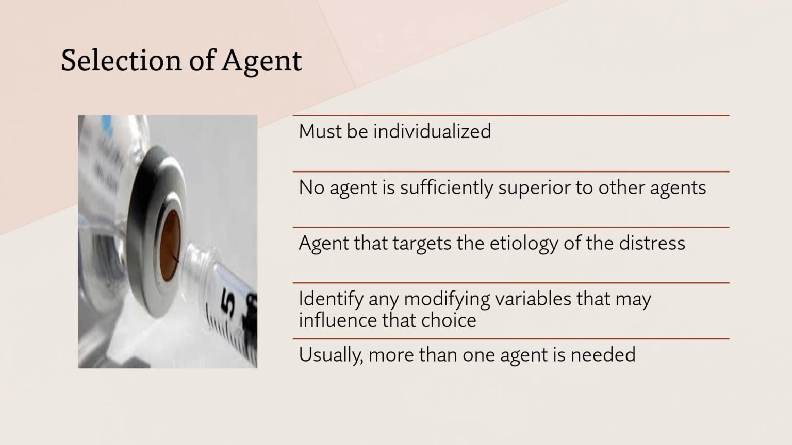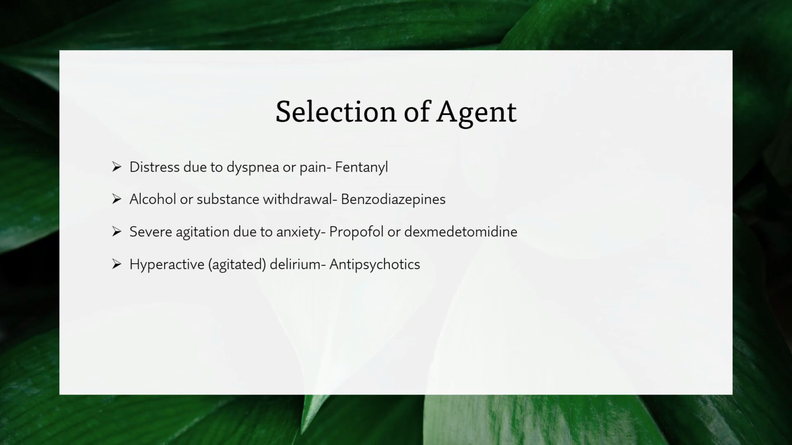The appropriate initial pharmacological agent for managing agitation should target the cause of distress. Usually more than one agent is typical, and the regimen may contain an agent for pain as well as an agent for anxiety, agitation and/or delirium. For distress due to dyspnea or pain, opioids are the agent of choice.